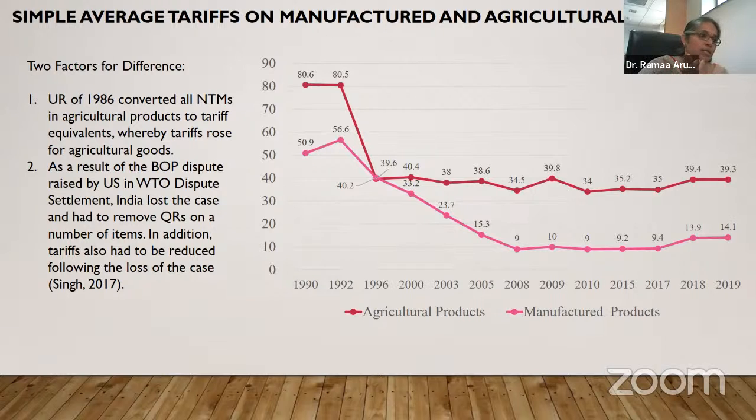Because India lost that case, India had to remove the QRs much before time. So it was 2003 that it had time for, and by 1999-2000 we had to start removing in phases. So by 2001 we had got out of that kind of restriction also. So even that protection was lost. In addition, tariffs were also reduced following the loss of the case.